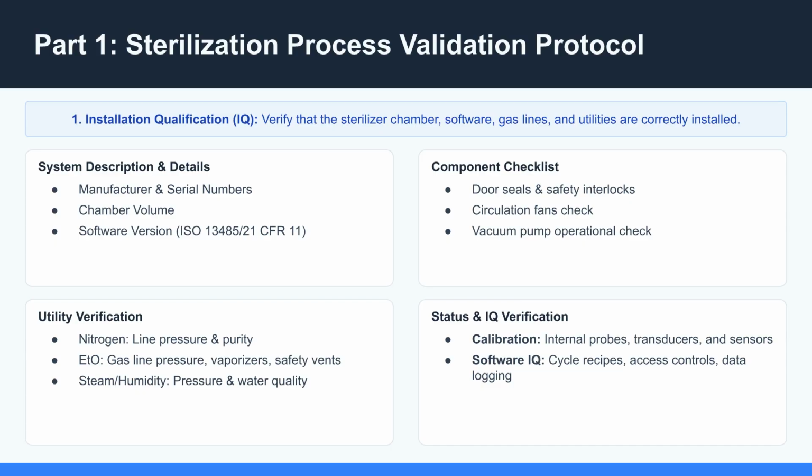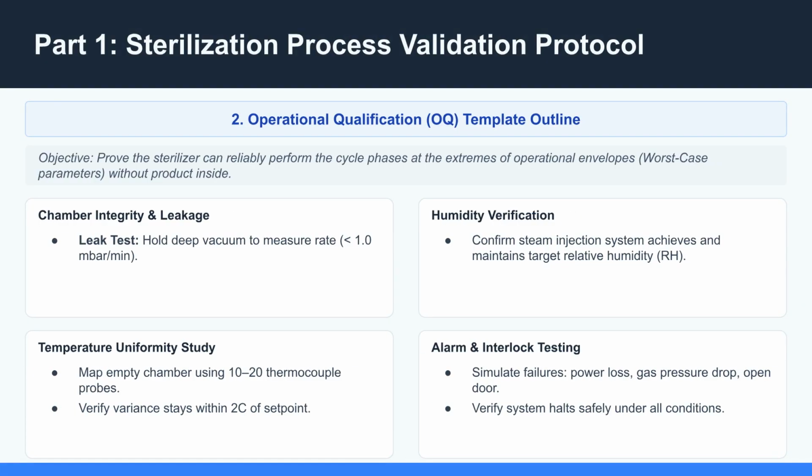Installation qualification, or IQ, for a sterilization process verifies the correct installation of the chamber, software, gas lines, and utilities. This includes checking system details, components like seals and fans, and utility parameters such as steam quality and ETO gas pressure. Operational qualification, or OQ, for sterilization proves the equipment can reliably perform cycle phases at the extremes of its operational limits without product.